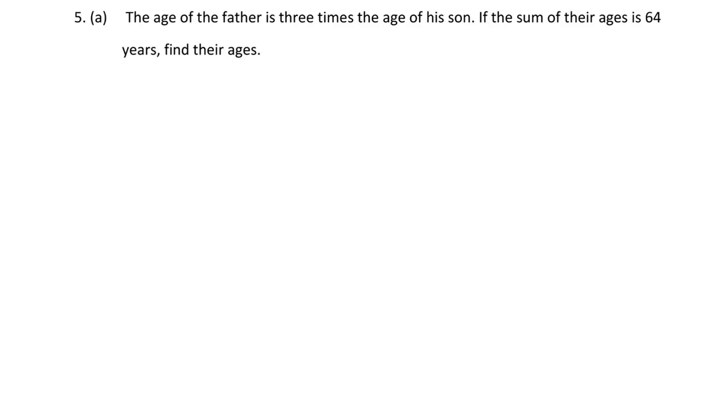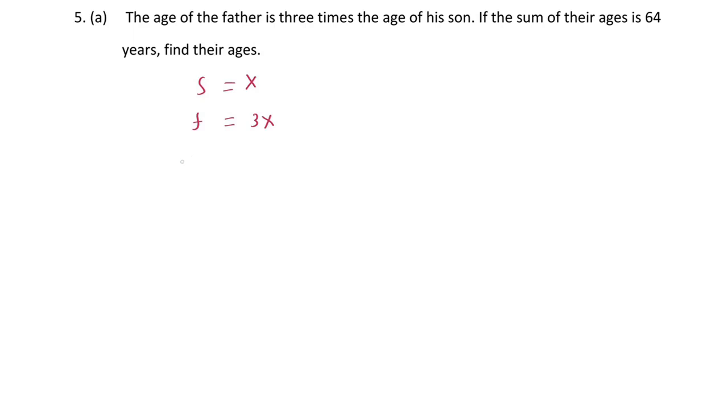Question number 5, part A. The age of the father is 3 times the age of his son. If the sum of their ages is 64 years, we are supposed to find their ages. Okay, so this is the algebra problem. First, we are going to let x be the age of son. Then the age of the father is going to be 3x.